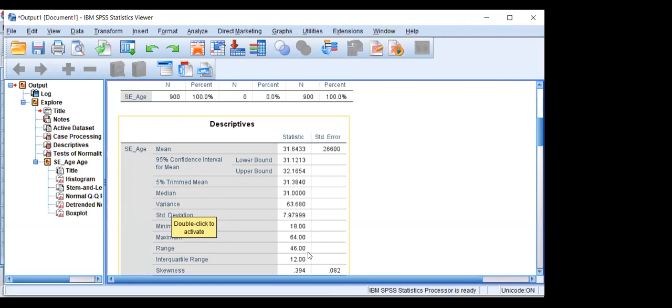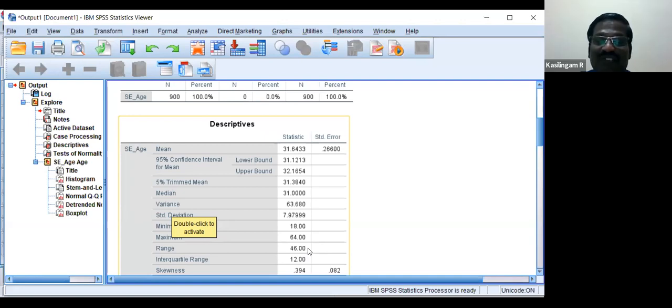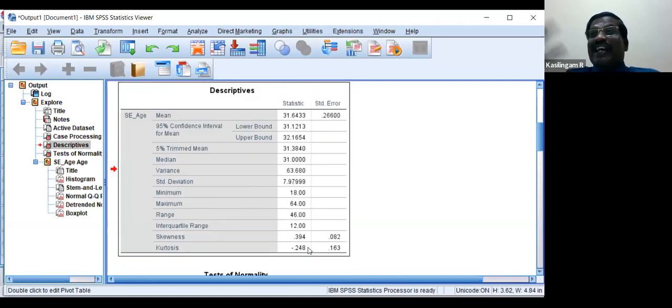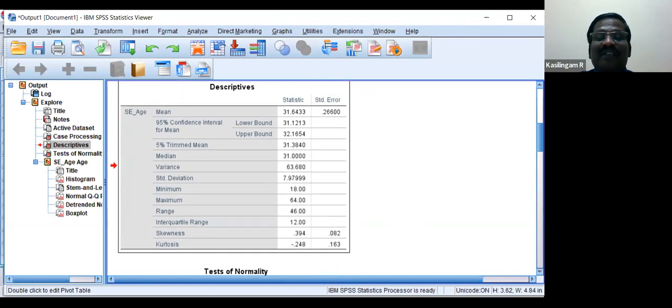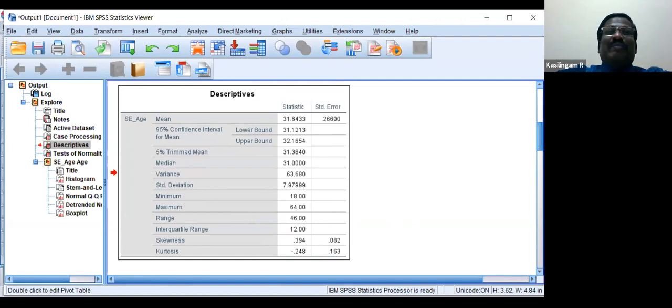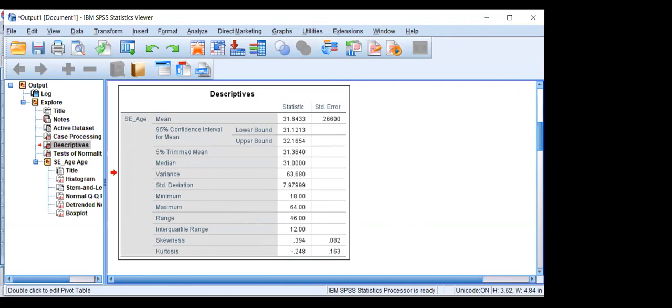Measure of dispersion. The range is the difference between the minimum and maximum. From this one to this one. That is the range, madam.